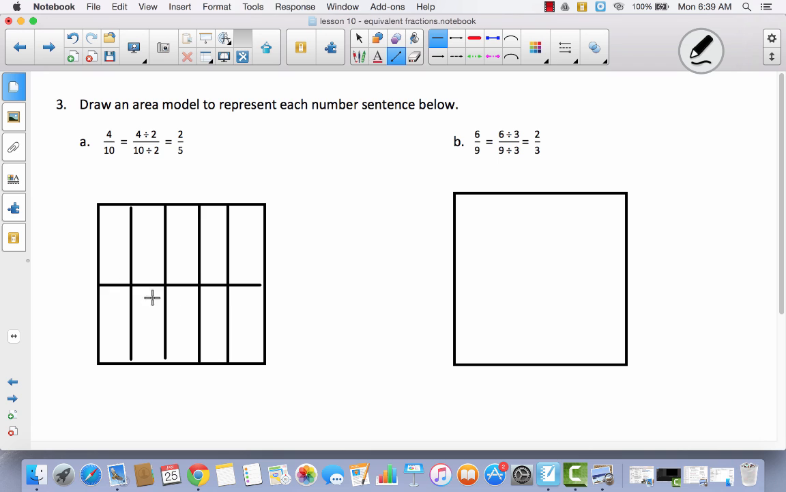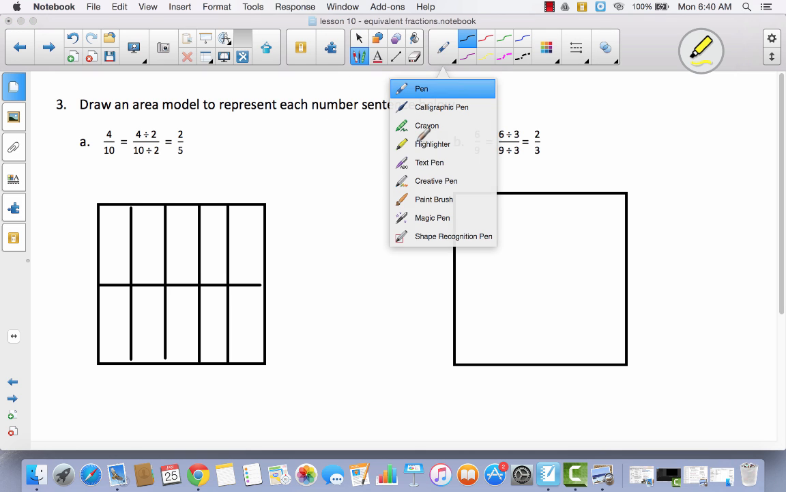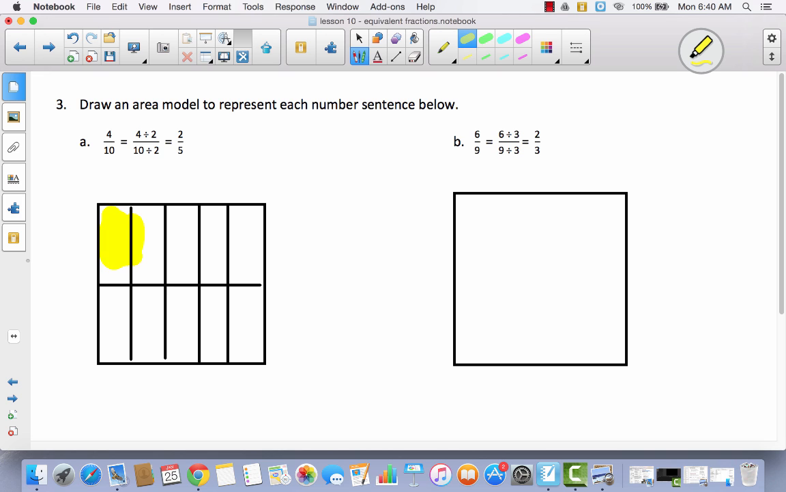Okay, so let's count and make sure. I've got 1, 2, 3, 4, 5, 6, 7, 8, 9, 10. All right, now I'm going to shade 4 out of 10. Just remember, when you shade, it's really important that you don't cover up your lines of division that you're dividing this into. All right, so I've got 4 out of 10. Now it says you just have to draw an area model to represent each number sentence. So there's my area model.